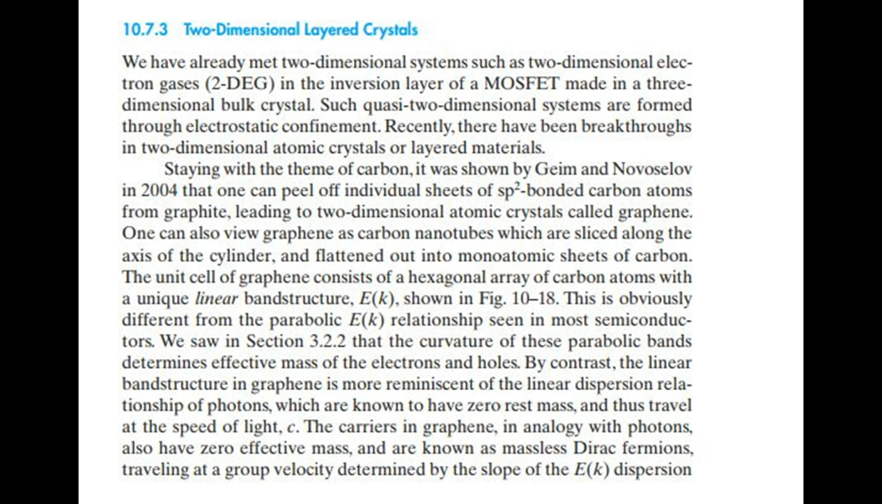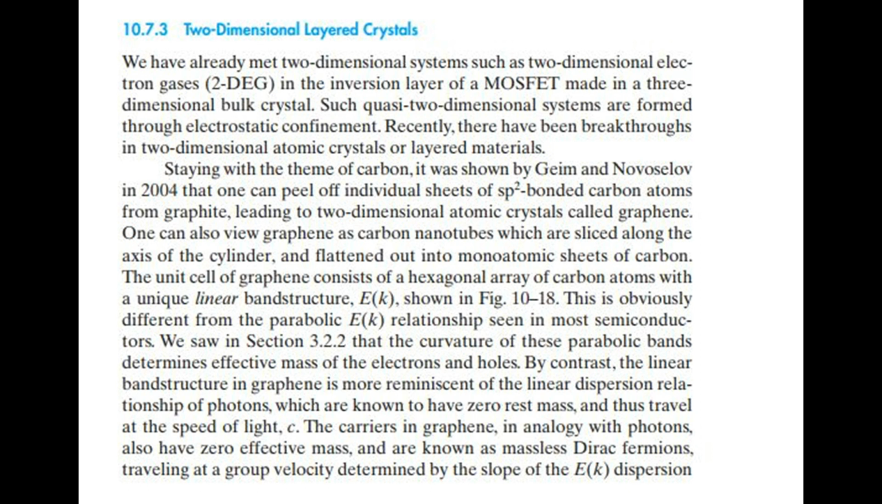One can also view graphene as carbon nanotubes which are sliced along the axis of the cylinder, and flattened out into monoatomic sheets of carbon. The unit cell of graphene consists of a hexagonal array of carbon atoms with a unique linear band structure, E-k, shown in Fig 10.18. This is obviously different from the parabolic E-k relationship seen in most semiconductors. We saw in section 3.2.2 that the curvature of these parabolic bands determines the effective mass of the electrons and holes.